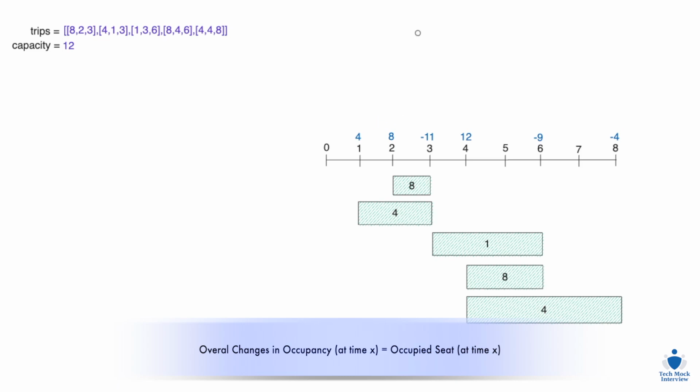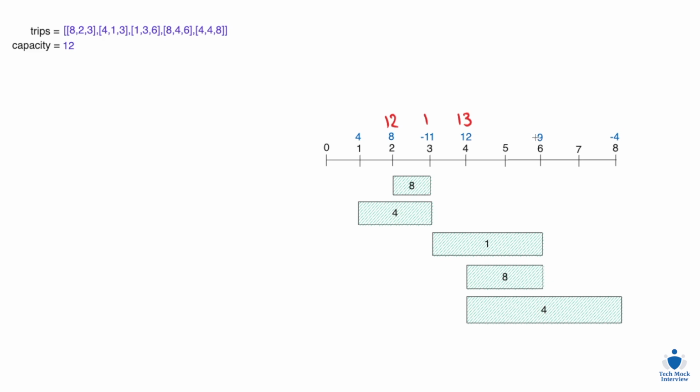And when we add them together, we end up with overall 12 changes in our occupancy at this moment. It's better to write it down like this. Here, the changes in our occupancy is 12, and the number of changes is minus 11. So the sum of changes in our occupancy would be 1. And then here, the number of changes in our occupancy is 12, so the overall changes in our occupancy would be 12 plus 1, which is 13. And then the changes in our occupancy is minus 9. So the overall changes in our occupancy would be 4. Here, the overall changes in our occupancy is 0.